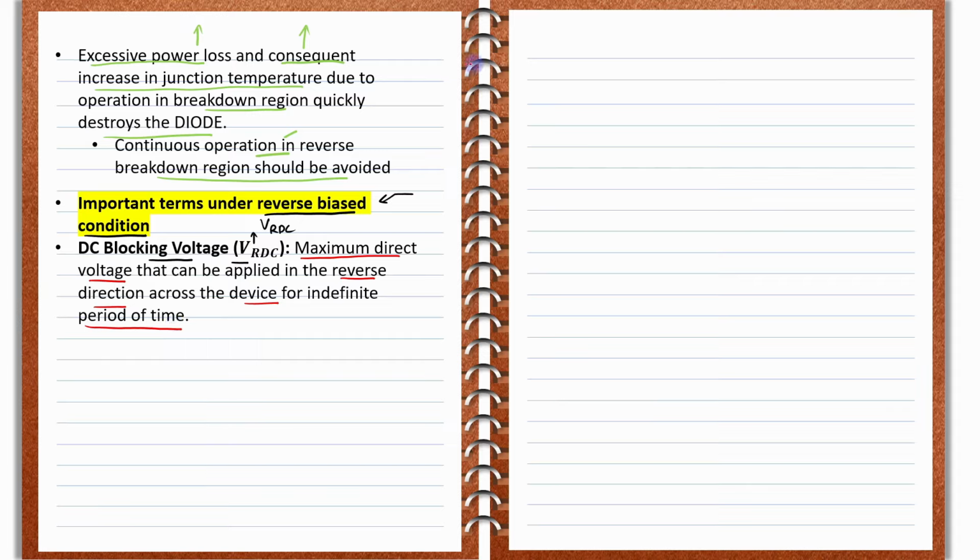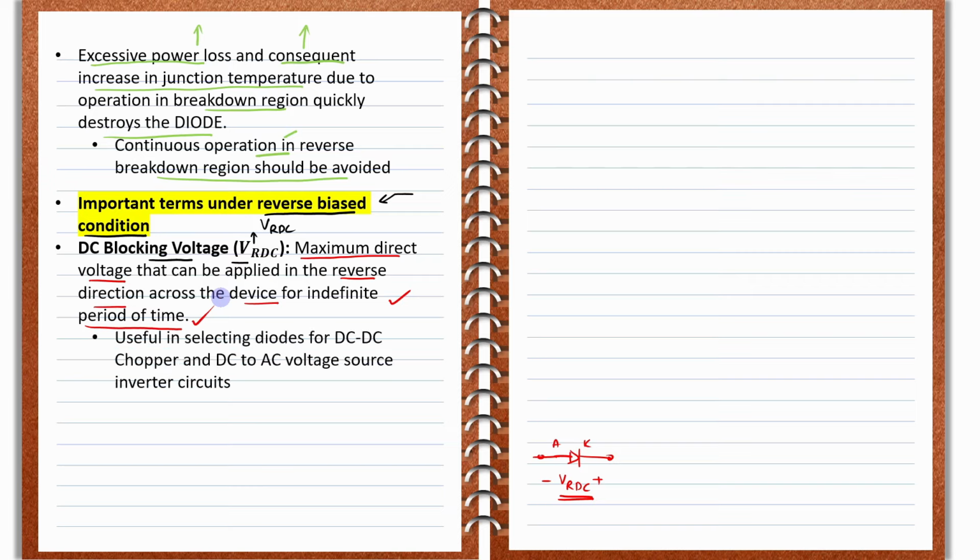Okay, so the basic idea here is that you are having a diode. You are having a diode here, this is the anode, this is the cathode, and you are applying a reverse voltage of VRDC. So this is the maximum voltage that you can apply across the diode for an indefinite period of time. This indefinite period of time is very important.